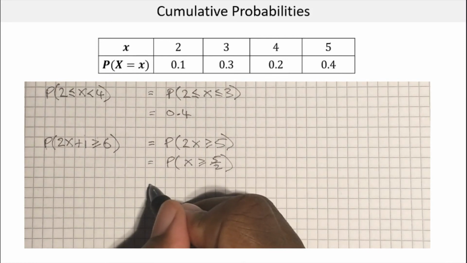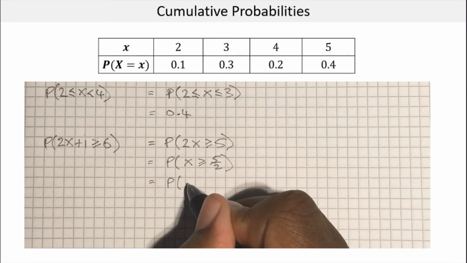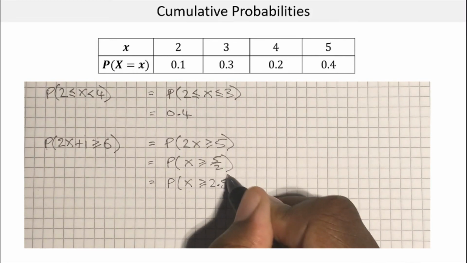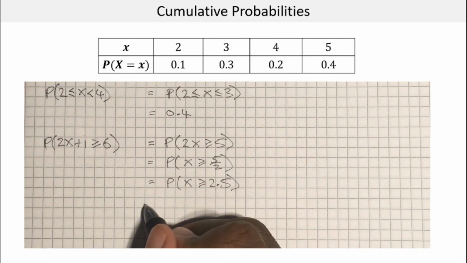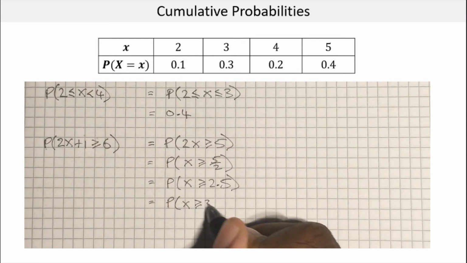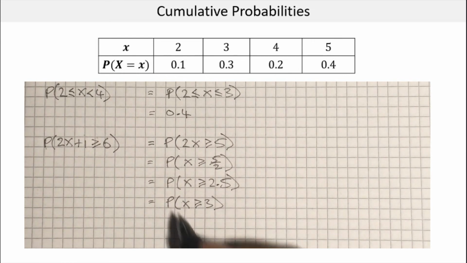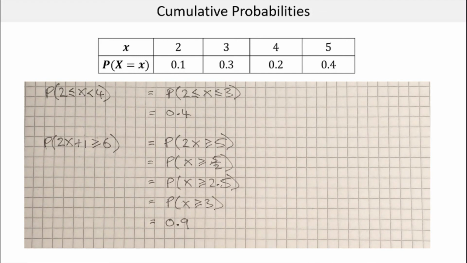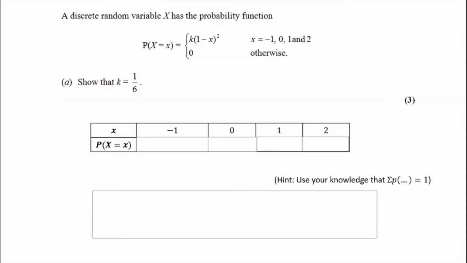Looking at the probability distribution, there is no 2.5. It's either 2 or it's 3. So in saying it's greater than or equal to 2.5, that's exactly the same as saying it's greater than or equal to 3. There is no 2.7, 2.8, 2.9. The next available number to refer to is 3. The probability that x is greater than or equal to 3 is going to equal 0.9. Okay, so that's cumulative probabilities.